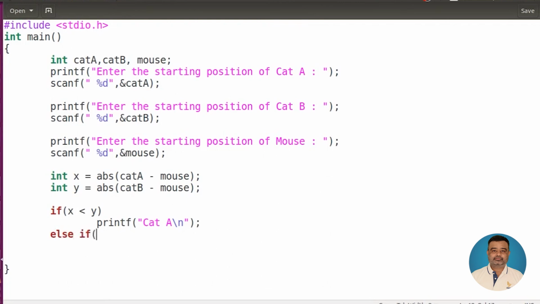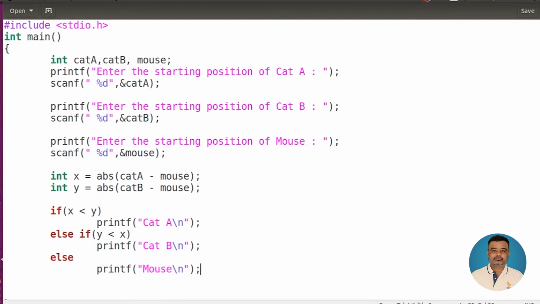Otherwise, if y is less than x, or I can say x is greater than y, either of it, it means that cat B is nearer to the mouse because y is lesser when compared to x. So I'd like to print that it is cat B. But in case both these conditions are false, neither x is less than y, nor y is less than x, it means that they are equal. If they are equal, as we have seen, when both the cats reach the same point, they fight among themselves and the mouse is allowed to move and the mouse escapes. So we'll just print that it is mouse.